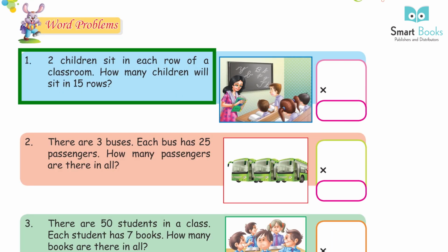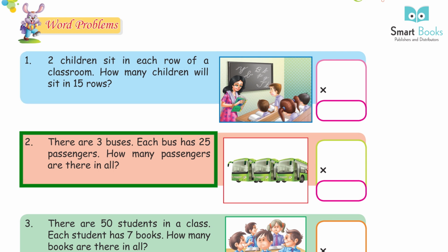Word problems. 1. 2 children sit in each row of a classroom. How many children will sit in 15 rows? 2. There are 3 buses. Each bus has 25 passengers. How many passengers are there in all?